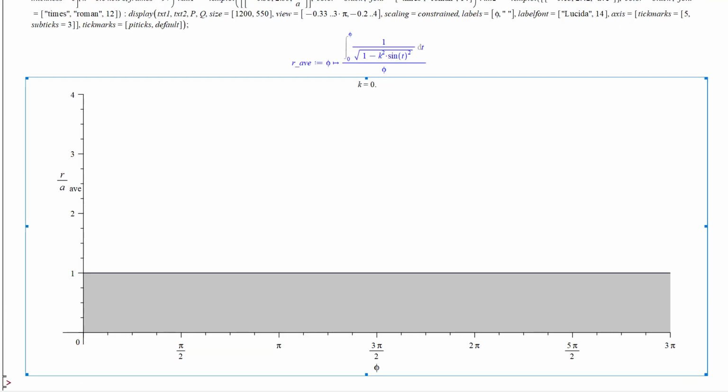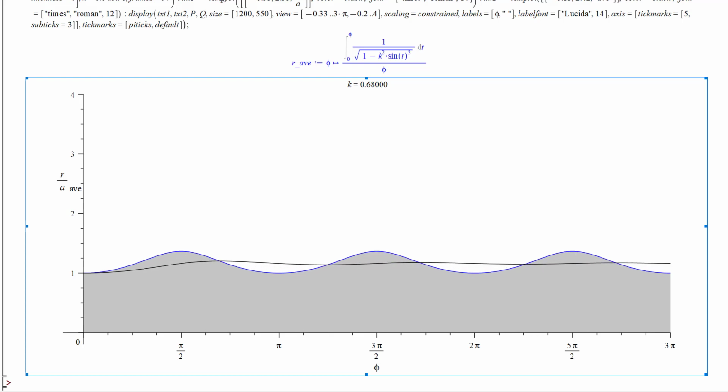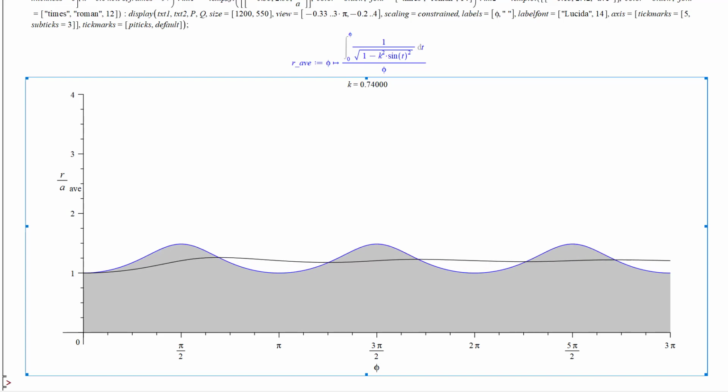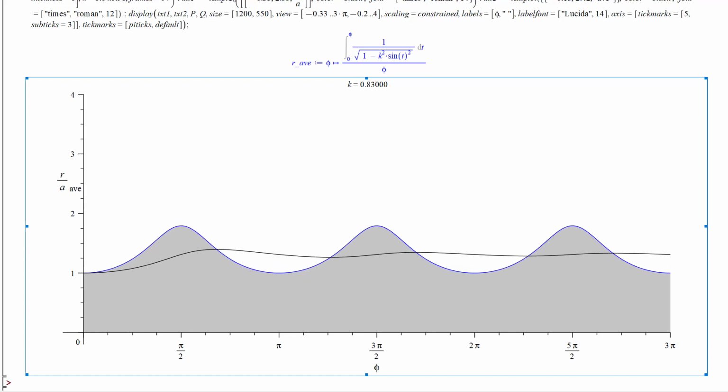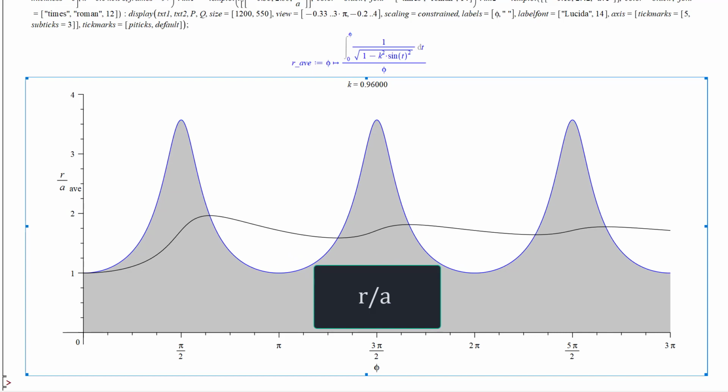So those were all with k equal to 0.8. If I change k, you don't see too much difference until k gets up there. Then here's a running average graphed along with r.